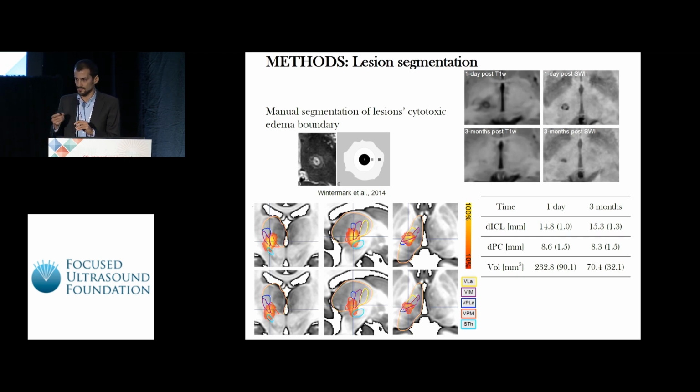And well, going into the imaging analysis, we first made a lesion segmentation. Here you can see the lesion at 24 hours after procedure and at 3 months. And you see how the lesion decreases its volume up to 70%, while the core of the lesion remains stable in terms of laterality and antero-posterior axis. And therefore, this decrease in the volume is mainly related to the edema.